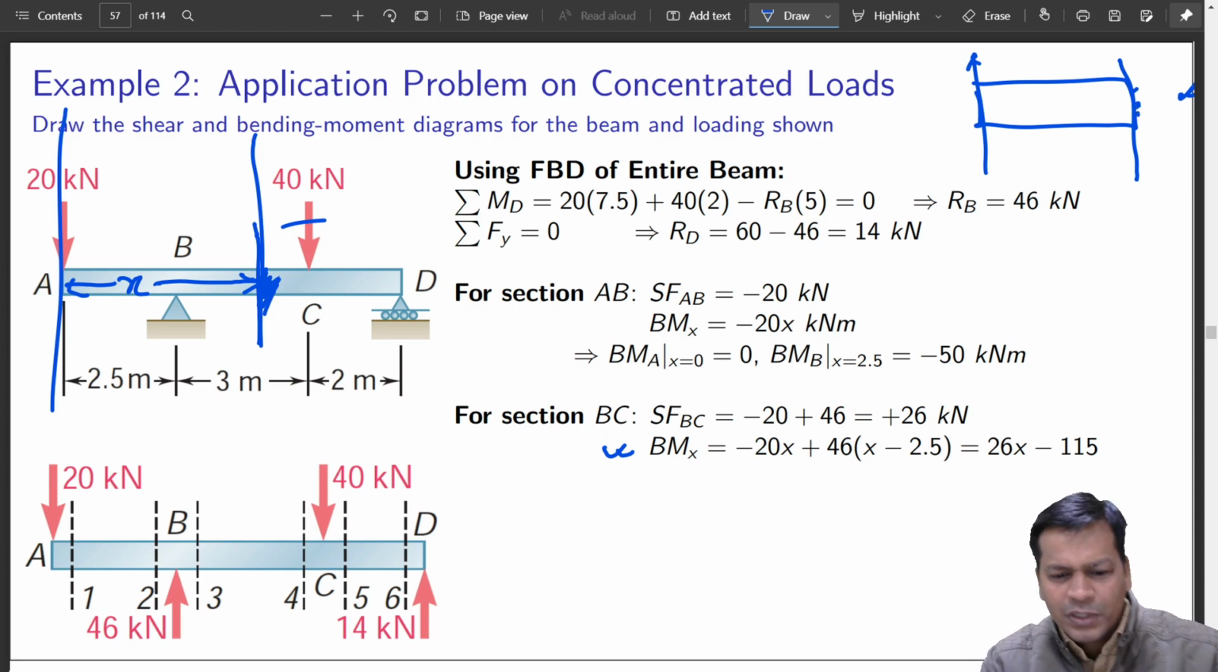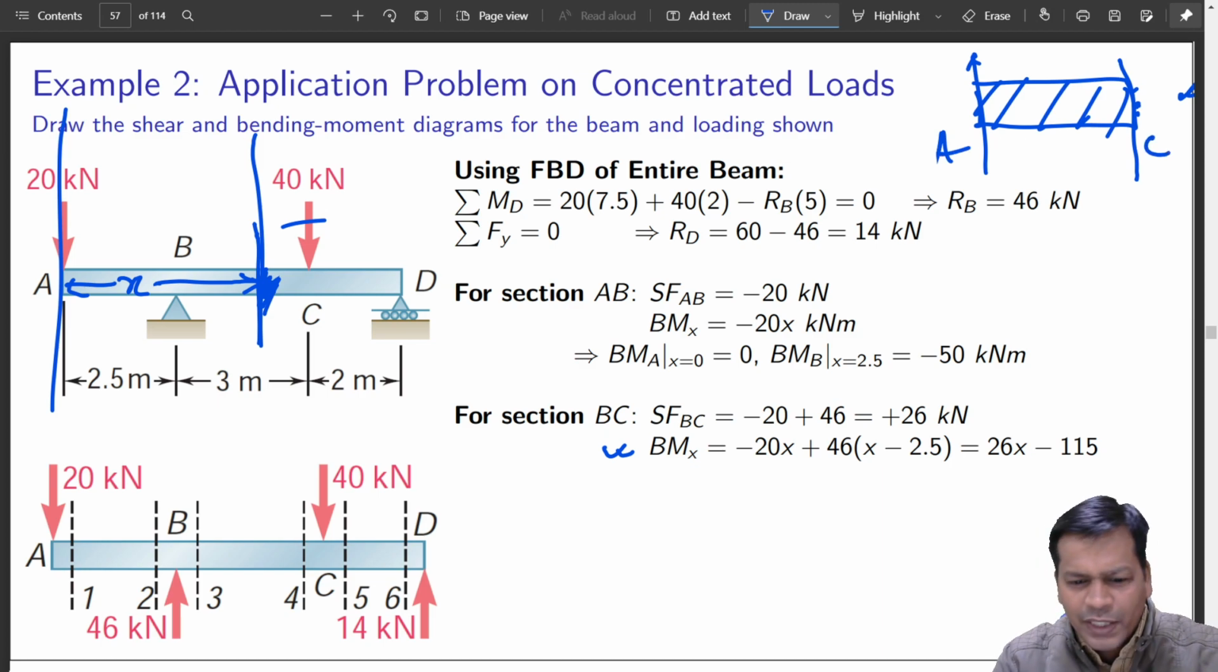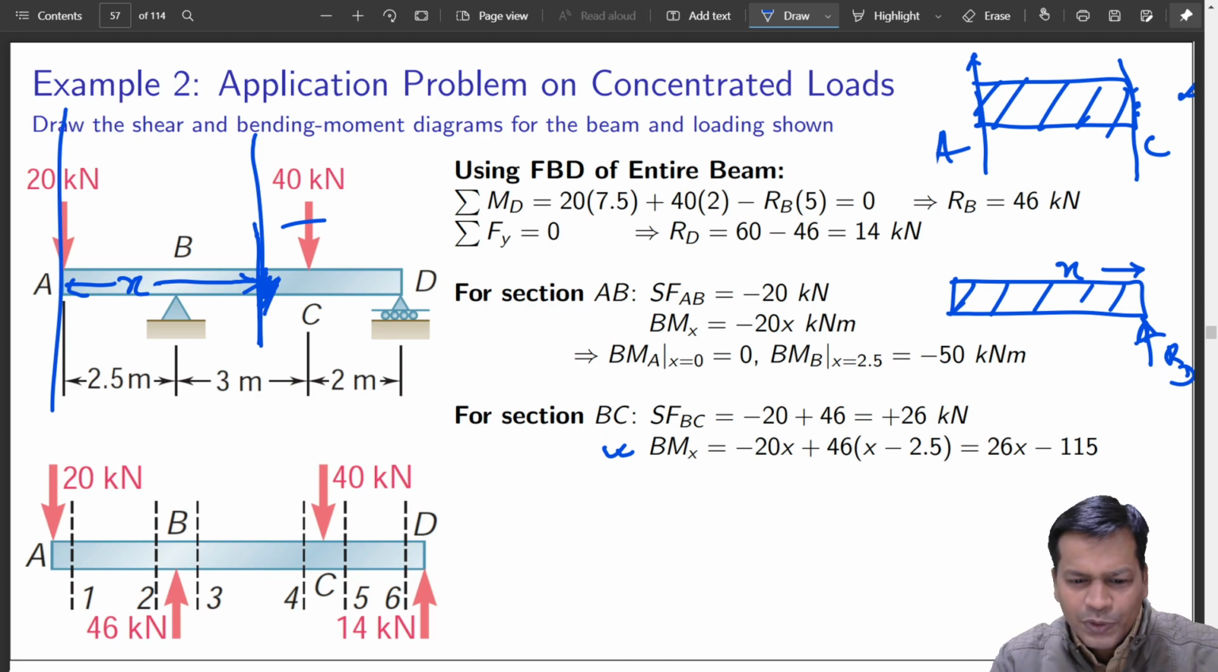If I have to talk about this from this side, yes, you are free to do it. In that case, this is the case when I have taken A to C. You could have done it from D to C also. In that case, what all forces will come? If the distance is taken from this direction, the first force will be the reaction at D, and then at C you will have another force, 40 kilonewton.